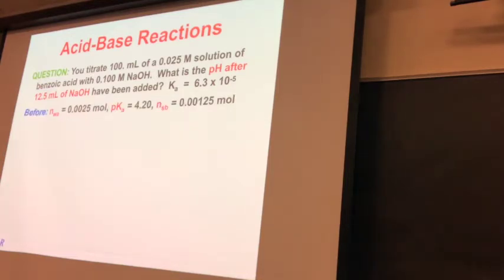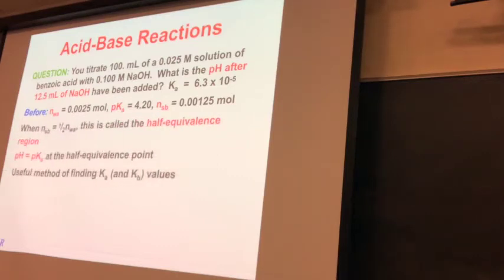All right. This is the half equivalence point, and the moles of the strong base are equal to half the moles of the weak acid, or the moles of what you're adding are half of what you started with. At this point, pH and pKa are the same, which is really cool. And if you want, you can then find Ka. You could also go on and find Kb. Kw equals Ka times Kb, et cetera, et cetera.